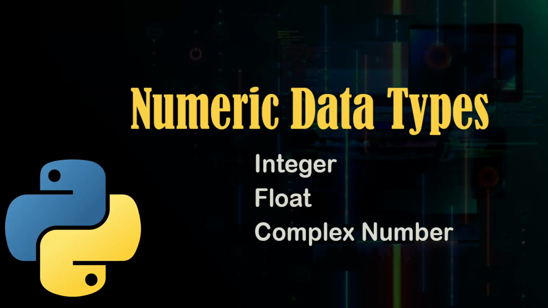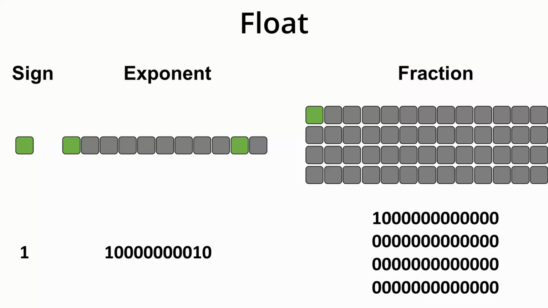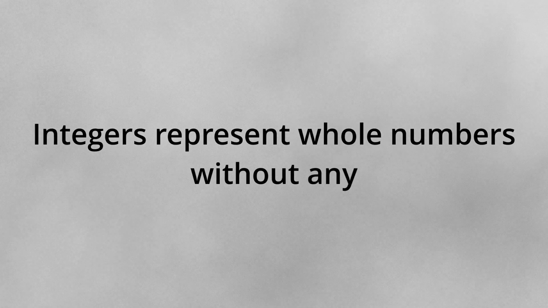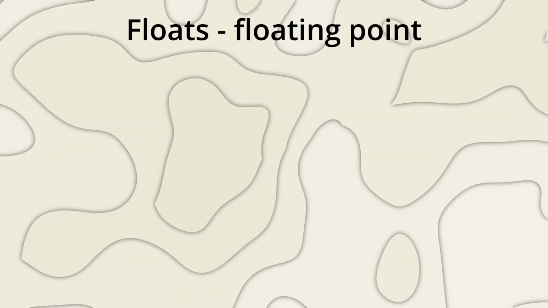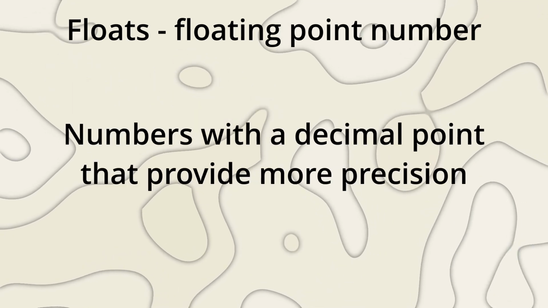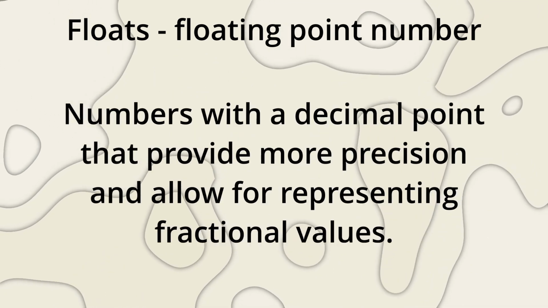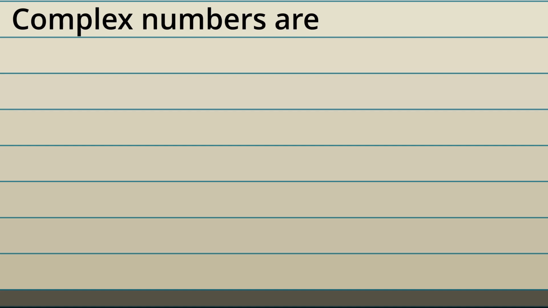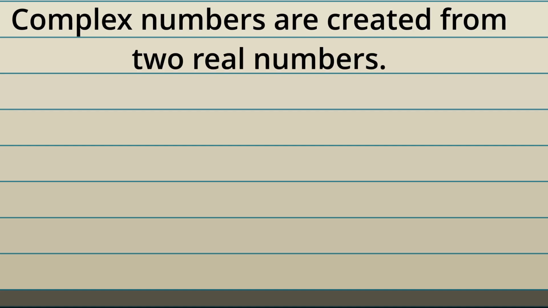We have three primary numeric data types, including integers, floats, and complex numbers. Integers represent whole numbers without any fractional part. They can be positive or negative or even zero. Floats, short for floating point numbers, are numbers with a decimal point that provide more precision and allow for representing fractional values. Complex numbers are created from two real numbers.